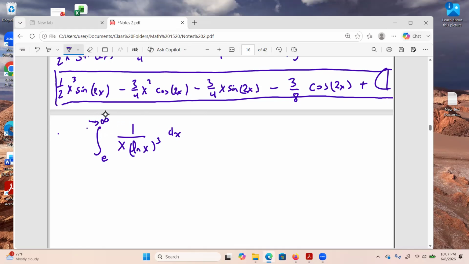So the first thing I'm going to do, pick whatever letter you like, is make this the limit as b approaches infinity of the integral from e to b of 1 over x times the natural log of x cubed dx. That's the first thing you do. You see an infinity in here, you replace it with a limit. You do not put infinities into an integral. That's not the proper way to do that. Those are just the rules.